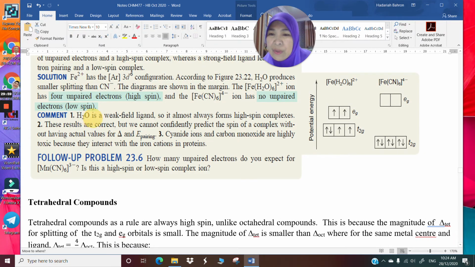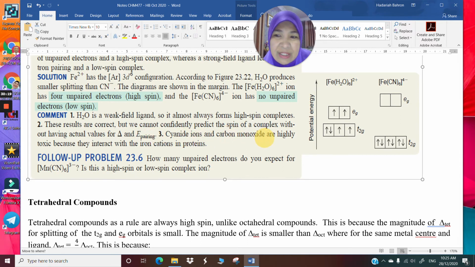So the comment here, water is a weak field ligand. It almost always forms high spin complexes. These results are correct, but we cannot confidently predict the spin of the complex without having the actual values of delta and the energy of the pairing. And cyanide ions and carbon monoxide are highly toxic because they can interact with iron cations in proteins.